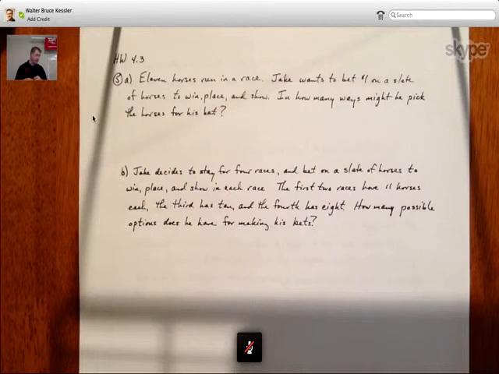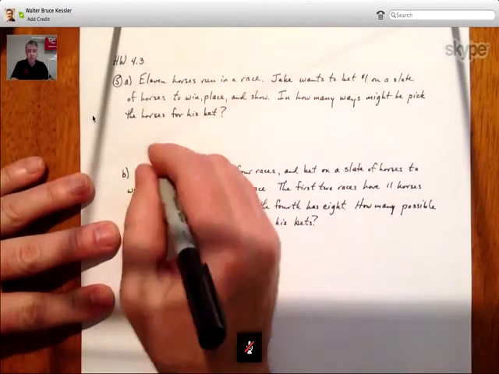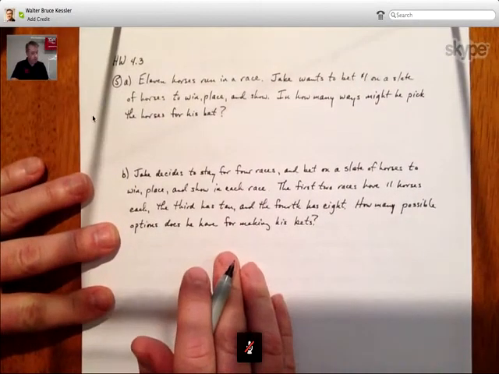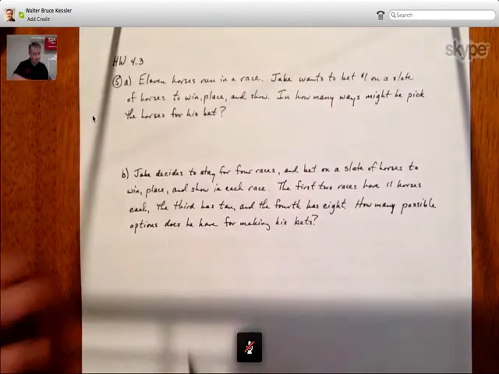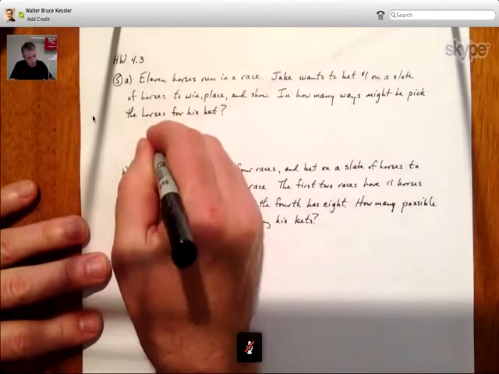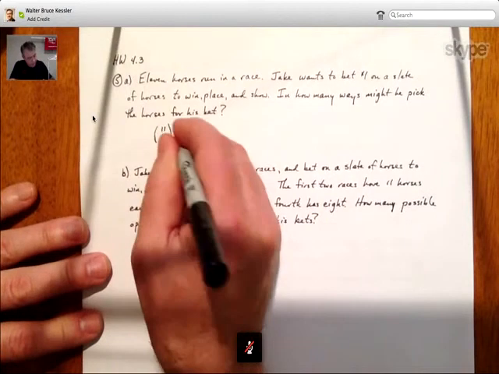I think we talked about this in class, actually, that there's different ways to do this, right? You could pick the winner, pick the place, pick the third place. But I'm assuming here that you're just picking the top 3. And how many ways might he pick the horses for this bet? Well, we've got 11 horses here, and we want to choose 3 of them because it doesn't really matter. You're choosing 3 in a collection, no order. So that would be 11 choose 3.